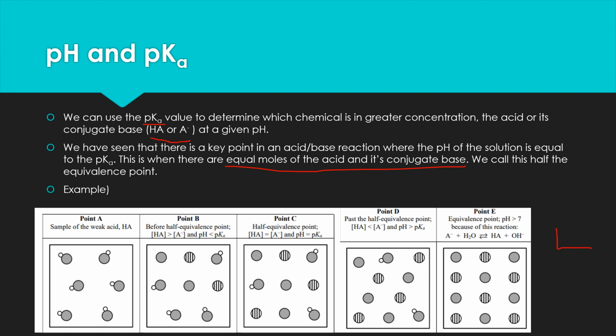So we're going to imagine we have a titration. We've got our weak acid in our container, so HA is our weak acid, and we are adding a base to react it. So let's see what happens at different points along the reaction. Right now we're starting with 6 molecules of our weak acid. No base has been added at point A.